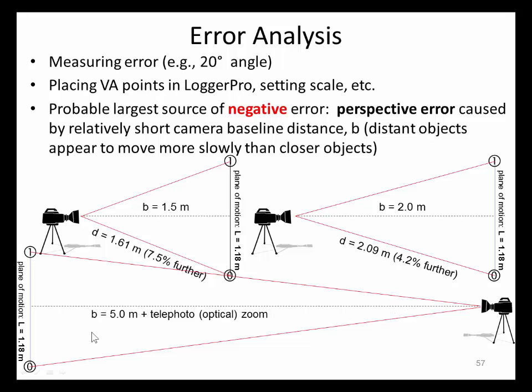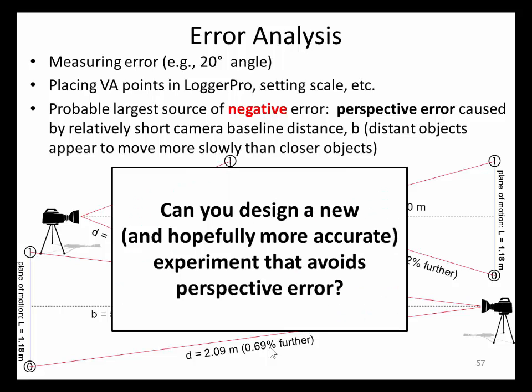But if we were able to do something like that, you'll notice if we moved back 5 meters with an optical zoom, which wouldn't be hard to do with a decent SLR camera that could do high-speed video, you reduce that distance error down to less than 1%, which should practically eliminate any of your perspective error. So really, what you should probably think about is how could you design the experiment to get better data and avoid perspective error altogether. Number one, you can do a whole bunch of math if you wanted to and figure out how to counteract this perspective error, which is one possible method. But could you redesign the experiment to avoid this altogether?